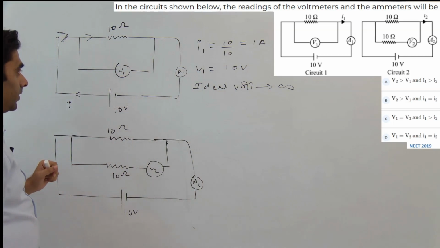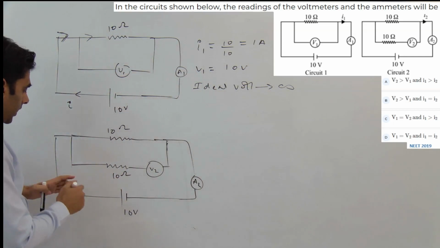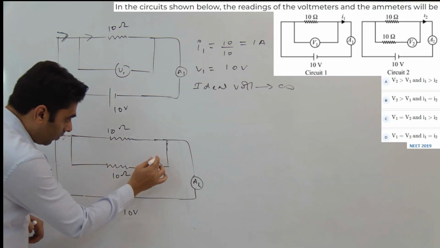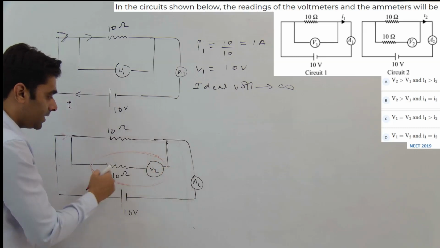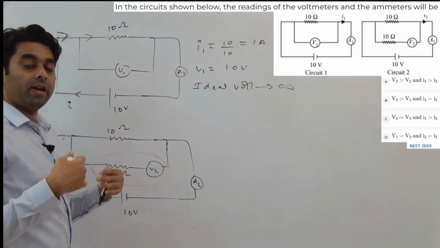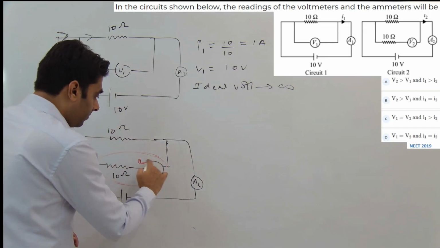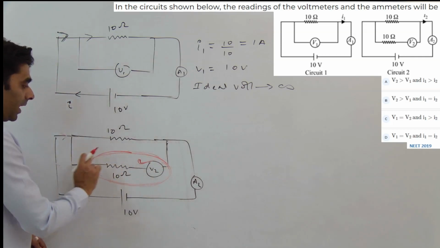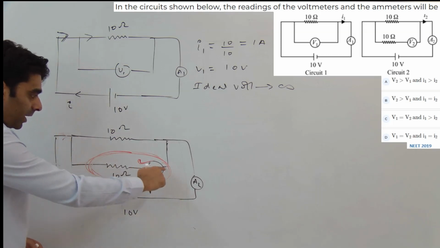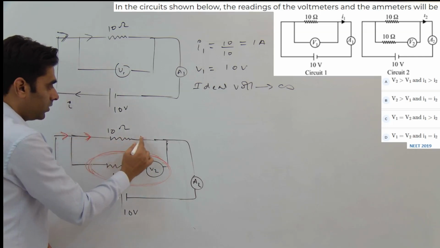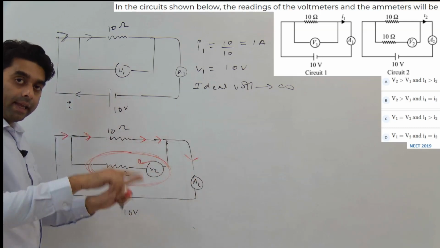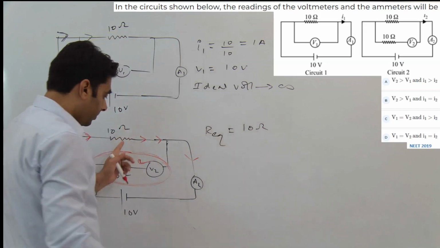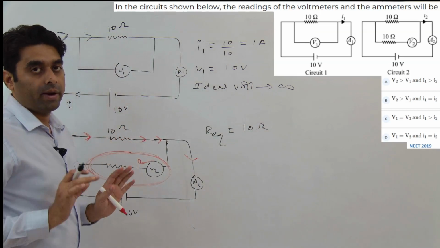In the next question, again your current will be going like this. Ideal voltmeter, now they have connected a voltmeter in series with 10 ohm. Nothing else is mentioned. Ideal voltmeter means it will have infinite resistance. If this has infinite resistance, that means no current will pass through this branch. All the current will flow through this 10 ohm only. And again, R equivalent for this circuit will also be 10 ohm only. It will not be 10 by 2. Please understand what I am trying to say.